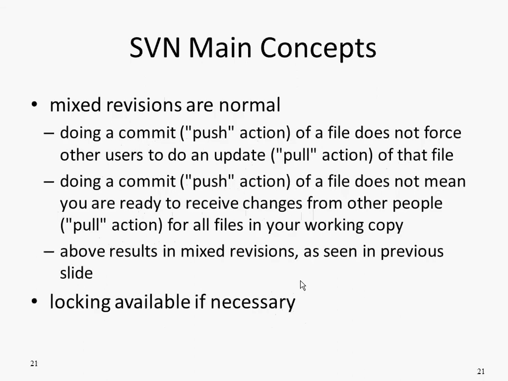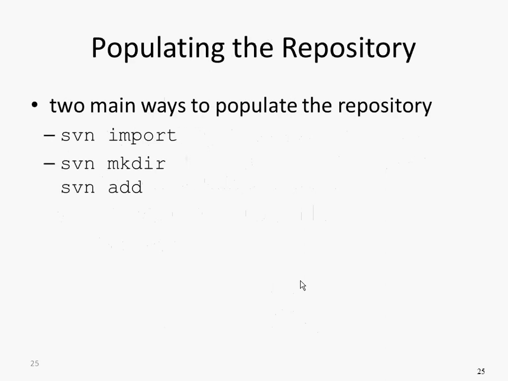Okay. So I'd like to talk about some common workflows here. So first thing is there's 2 main ways to populate the repository. I noted SVN import. You can also do SVN make directory and then do an add of a file, or an add of the whole directory. Okay. So all the files in that directory.